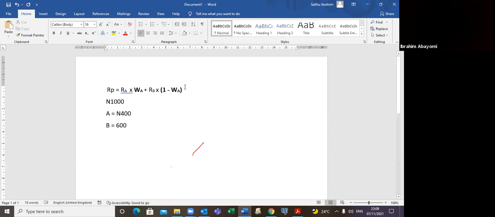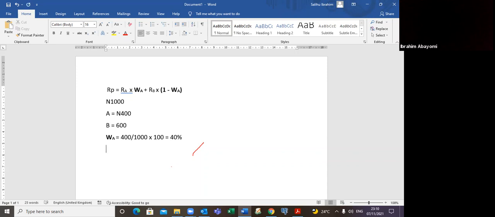The proportion of my investment in A will simply be 400 over 1,000 times 100. That is 40%. That is the weight. It means the proportion of my investment in A is 40%. If that is the case, what is the proportion of my investment in B?